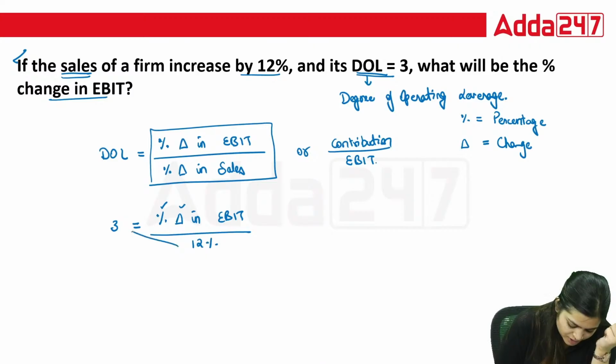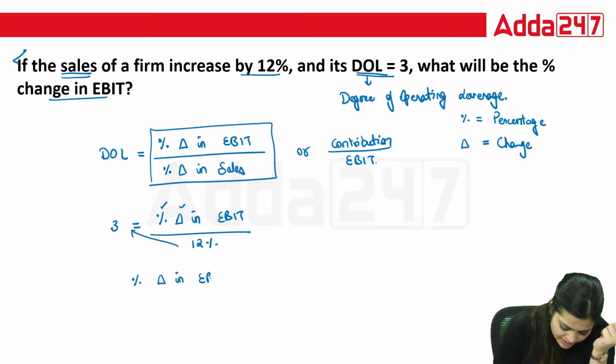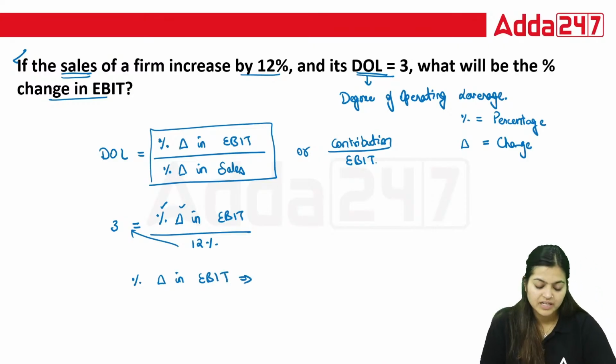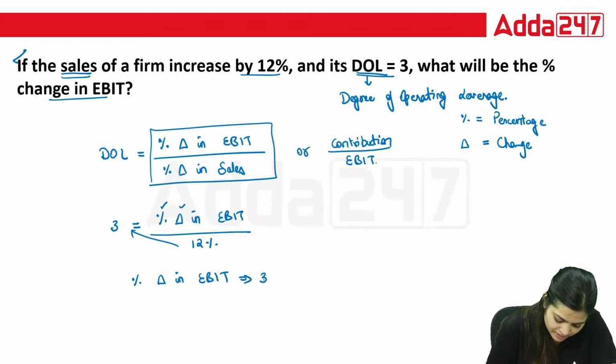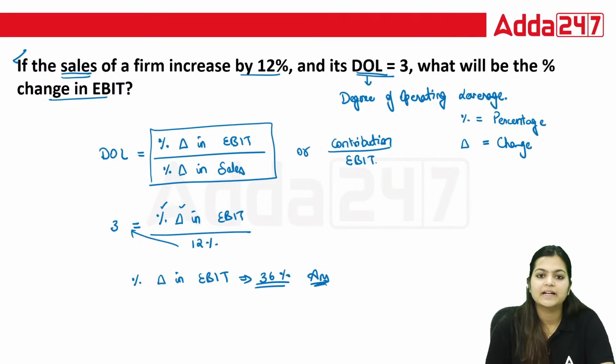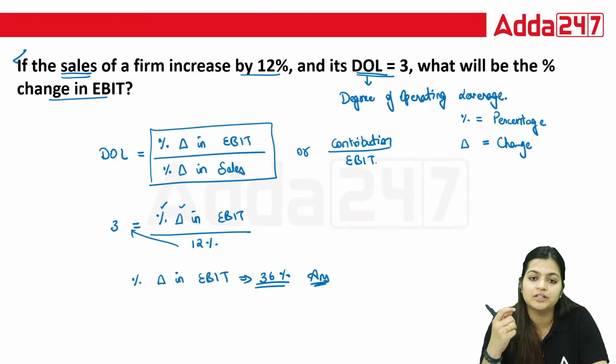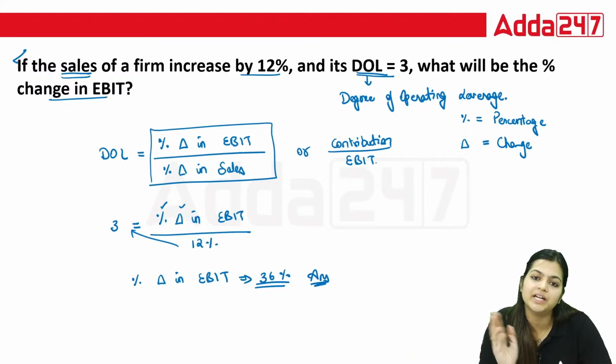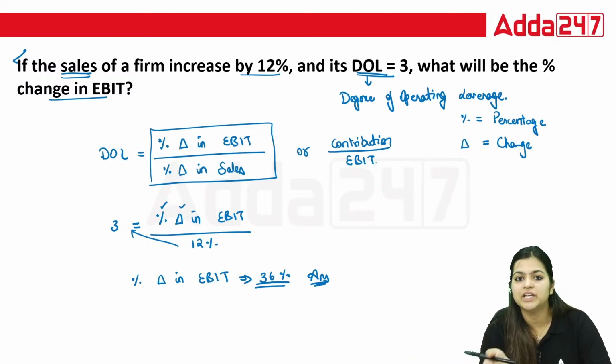Now just do the cross multiplication and you can calculate directly the percentage change in EBIT. So can you tell me what is the answer here? Your percentage change is going to be 36%. This is your answer. Correct? This is how you need to calculate your DOL when they're asking about percentage change in your EBIT divided by percentage change in your sales.